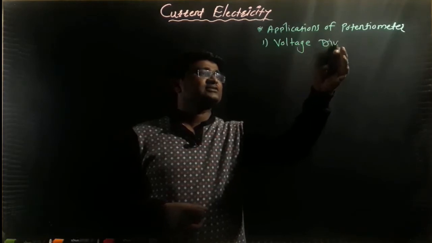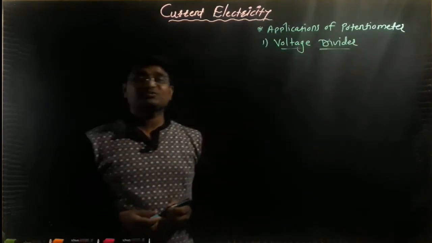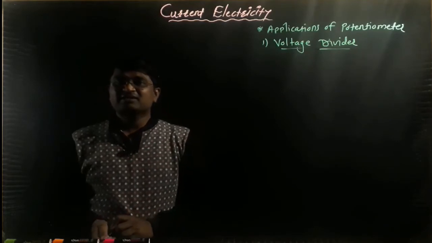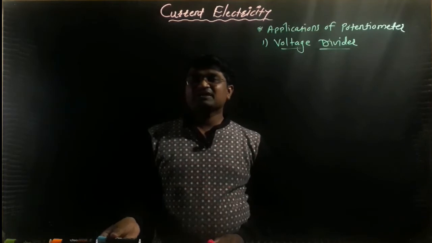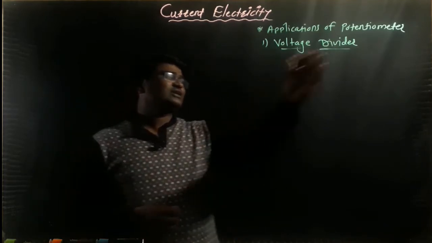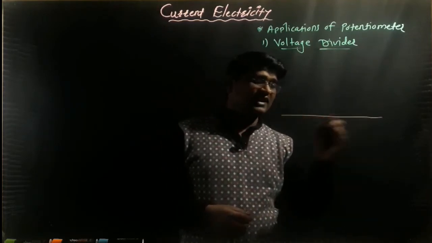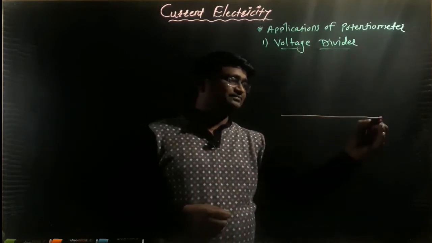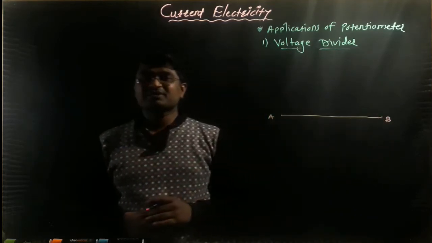Okay, so this is the first important application of potentiometer, that is voltage divider. It means that potentiometer works as a voltage divider. So how does it work as a voltage divider? We discuss it here. Actually, we know that potentiometer is a long wire, 2 to 10 meters long, and imagine that this is a wire. This wire will be denoted by AB. AB is the potentiometer wire.